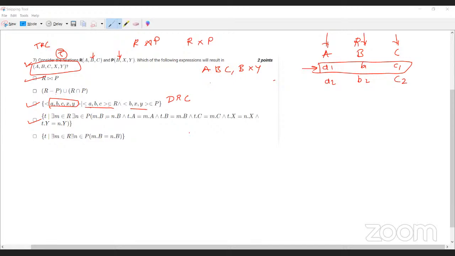So the natural join is automatically assumed in DRC as long as the names are the same. B is common. If instead of B I use M, then we have to specify a condition like B equals M. Like in the last session, we have explained DRC and TRC. We can go through it.